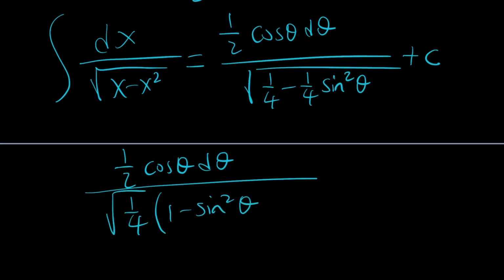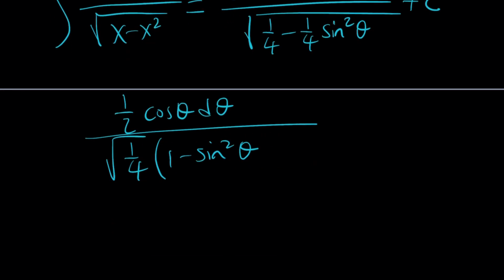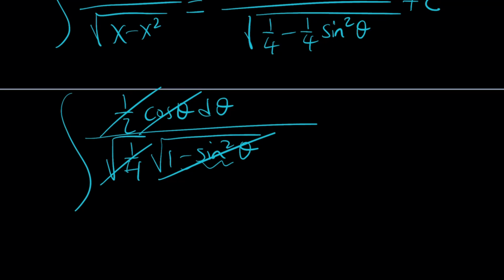If you square root them separately, we can go ahead and just write this as the square root of cosine squared, which is cosine, so we're going to be able to cancel these out. And this is 1/2. We're going to cancel these out. Again, we end up with something super duper simple. Integral of d theta, which is theta plus c.